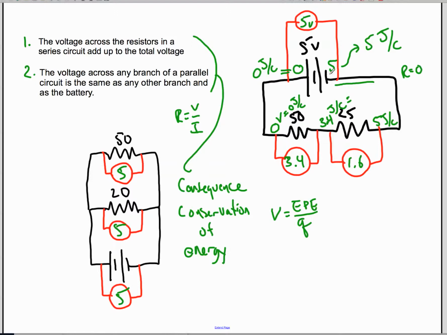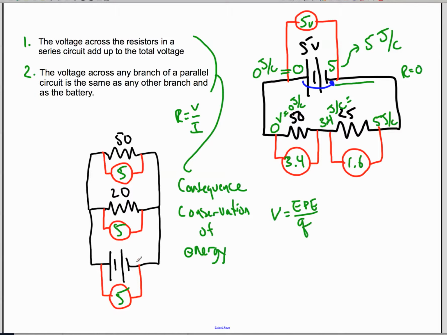We start out with 5 joules per coulomb of energy. Some of it's lost here, some of it's lost here, and we end up with 0. Now what the battery does is the battery, by transferring energy from chemical storage, re-energizes that coulomb of charge, so it again has 5 joules per coulomb, in other words 5 volts, and again as that charge flows through here, it'll lose some of that energy to thermal storage here, transfer more of it even here. So why does it turn out like this? It's a consequence of the law of conservation of energy.